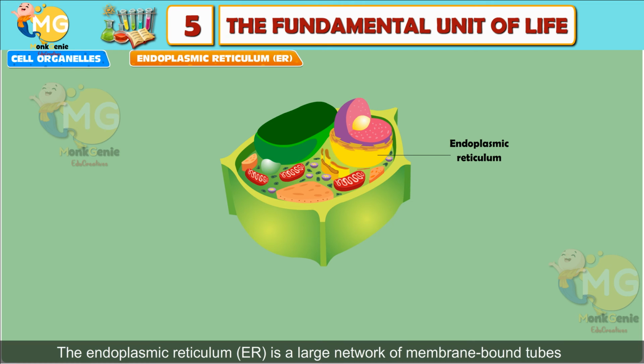Endoplasmic reticulum (ER). The endoplasmic reticulum (ER) is a large network of membrane-bound tubes and sheets. It looks like long tubules or round or oblong bags, vesicles. The ER membrane is similar in structure to the plasma membrane.